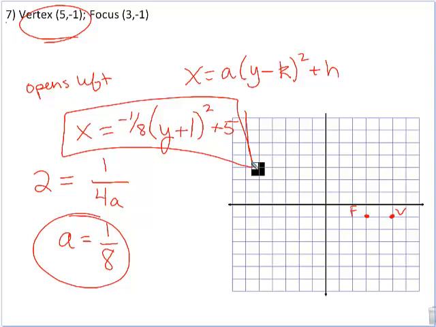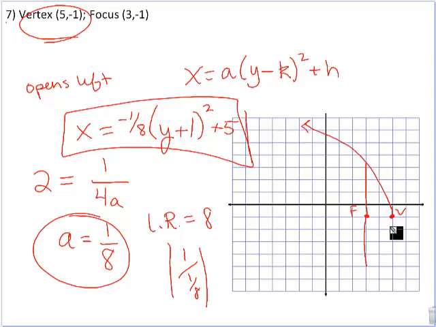How wide should we be at the focus? What's 1 over 1/8? 8. Same thing we just did in the last one. So we should go 1, 2, 3, 4 away, 4 away, from the vertex to the end. There's our parabola. I'm trying to do another problem.